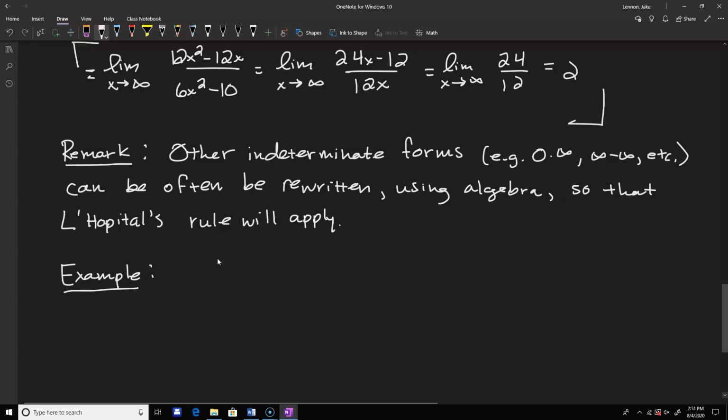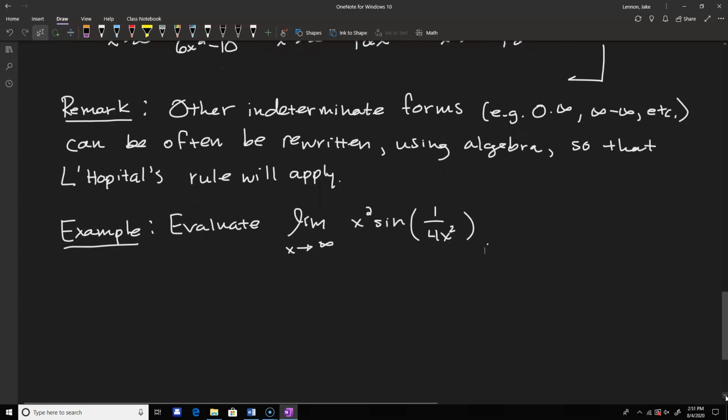But let's evaluate, say, the limit as x goes to infinity of x squared times the sine of 1 over 4x squared. So currently, what is going on here? Well, certainly x squared is going to infinity, and 1 over 4x squared is essentially going to 0, so the sine of 0, as we know, is also going to 0. So what we have here is the form infinity times 0.